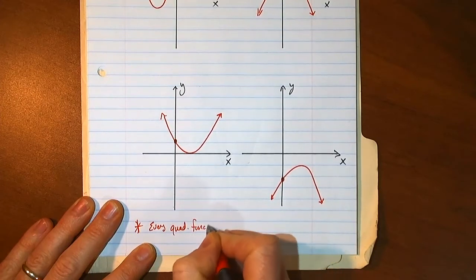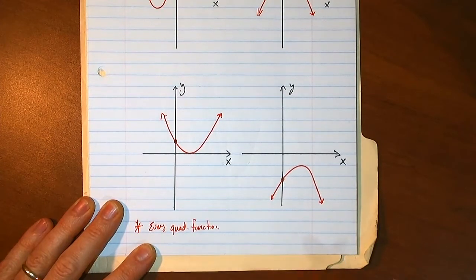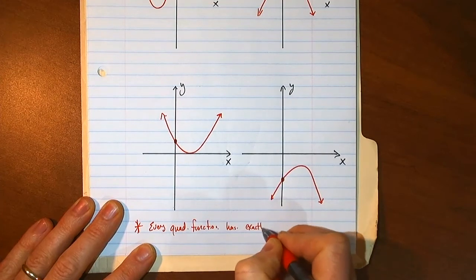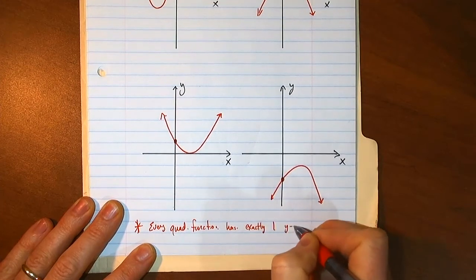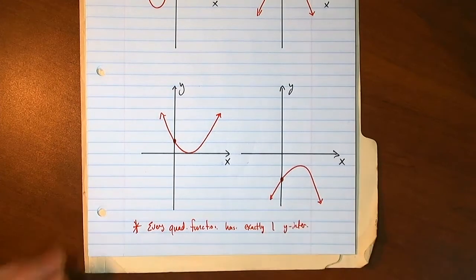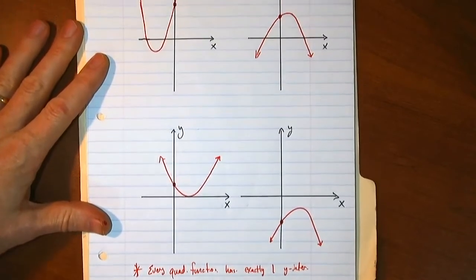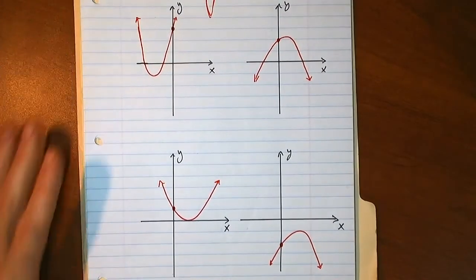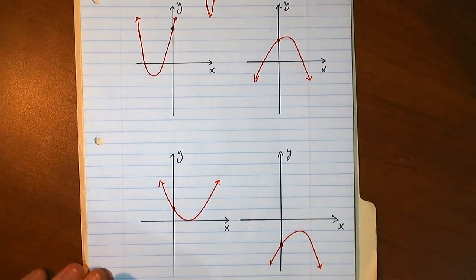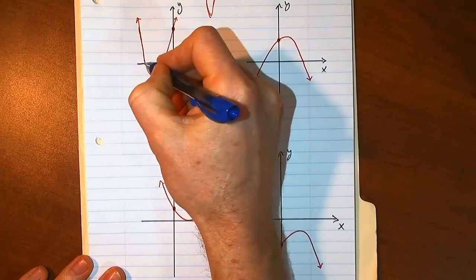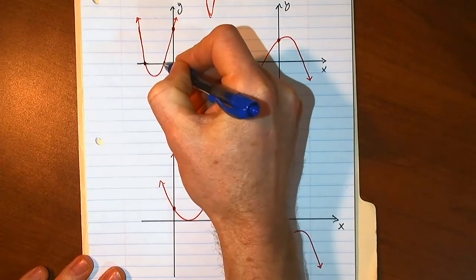I'm just going to abbreviate for the sake of time here, quadratic function, has exactly one y-intercept. Okay, and again, I'm going to abbreviate just for sake of time. Okay, every quadratic function has exactly one y-intercept. But look at the x-intercepts. This one, where the graph is touching the x-axis, there are 2.